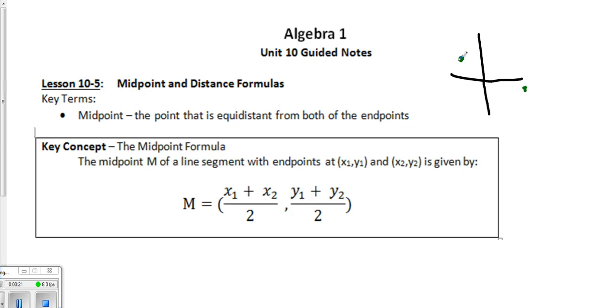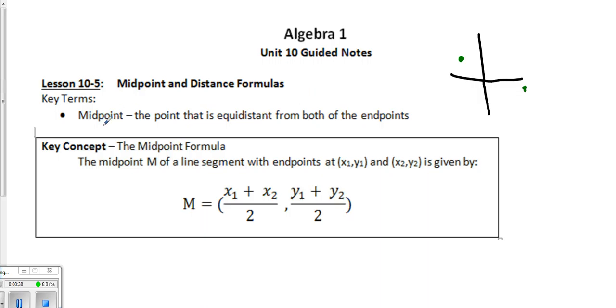Now the midpoint of these 2 points is just the middle spot. The distance is just the length from here all the way to here. So that's what we're trying to find. We're going to take these 2 points, use the numbers of them, our x and y values, to find the midpoint and the distance formula.